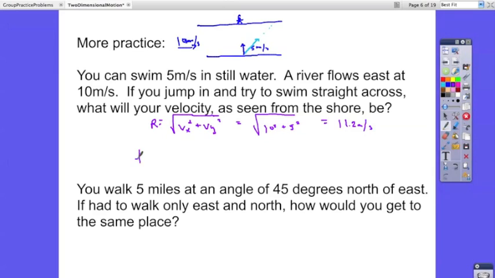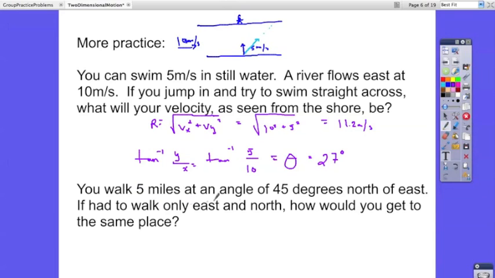Now the direction, inverse tangent of the y component over the x component equals the angle. Our y component is 5, our x component is 10, so inverse tangent of 0.5 gives me 26.5, I'll just say a 27 degree angle. Theta equals 27 degrees. Okay?